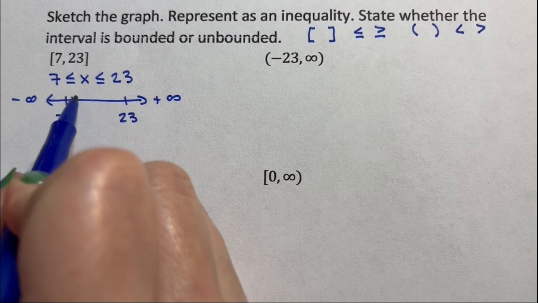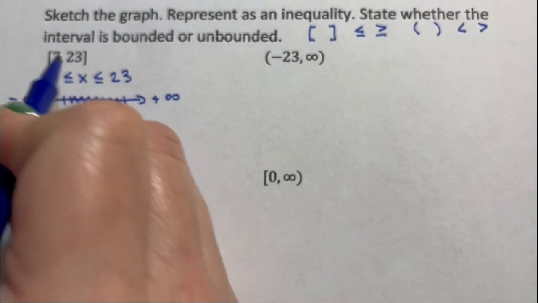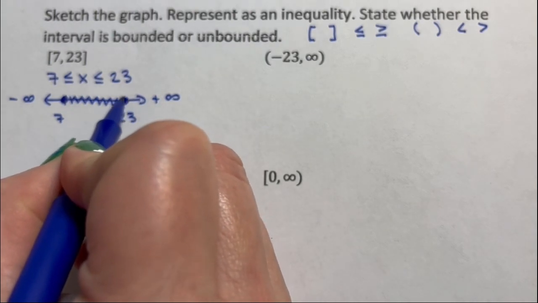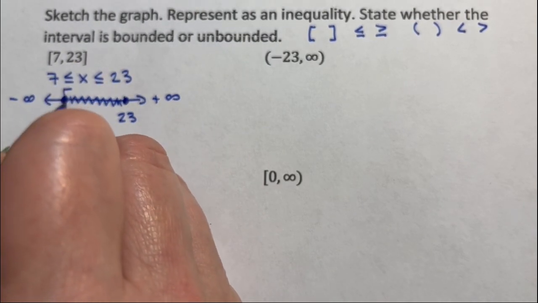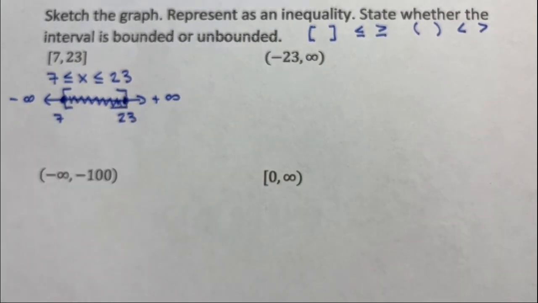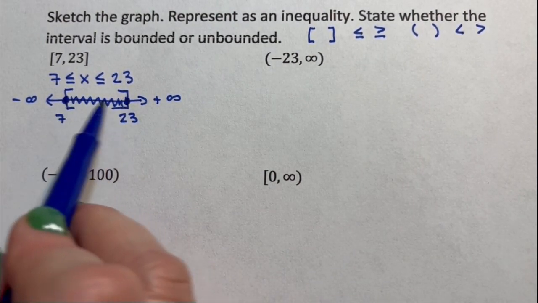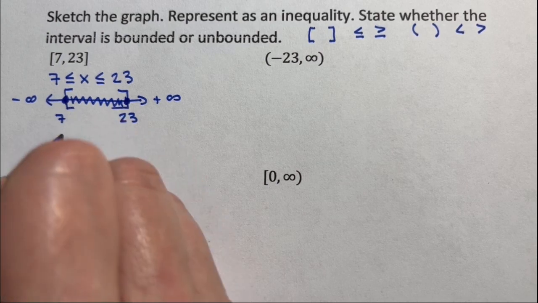So we are between these. Now, traditionally, you've seen those filled in dots, but I'm going to stick with these interval notation notions, so brackets. And because I'm shading between these two brackets, this is bounded.